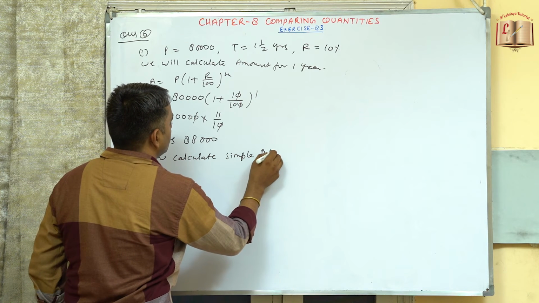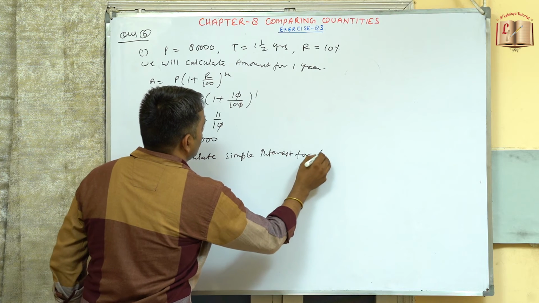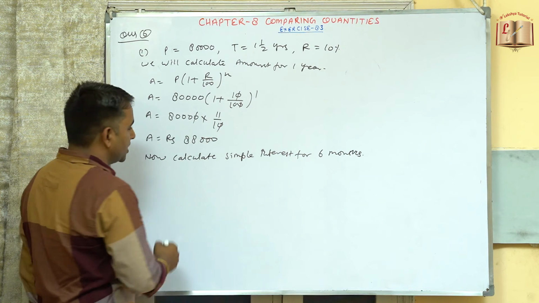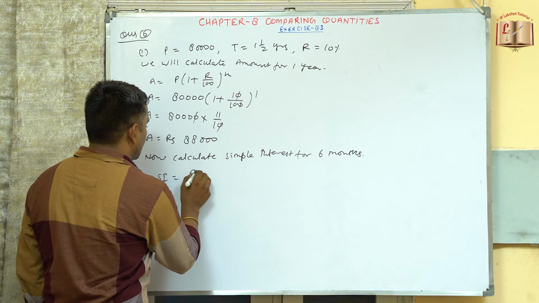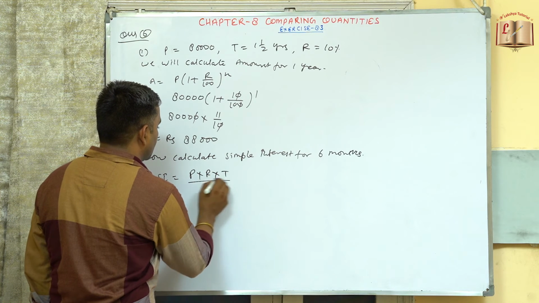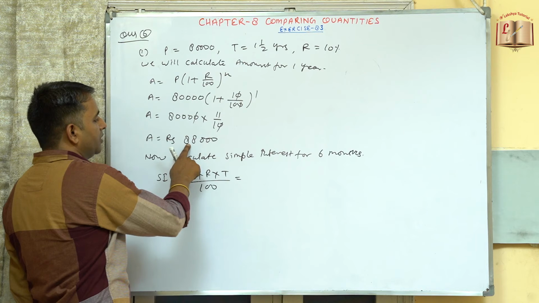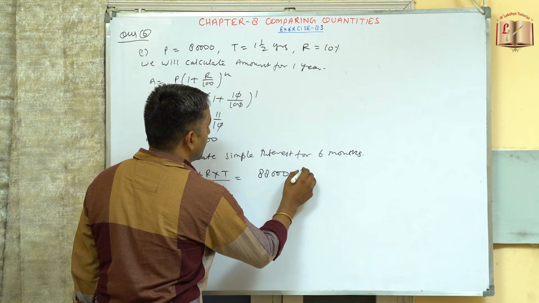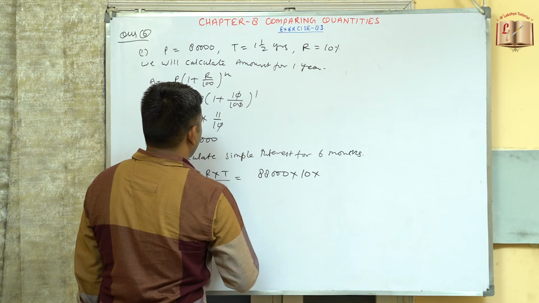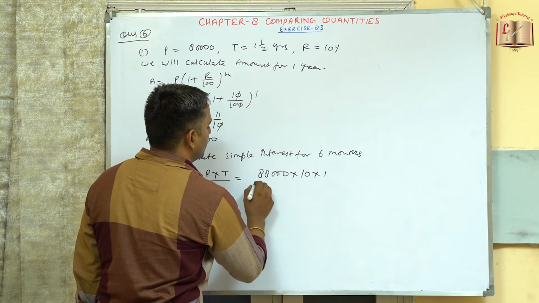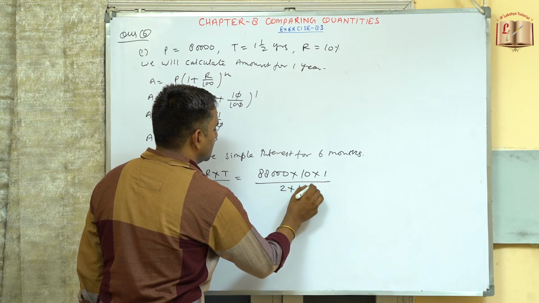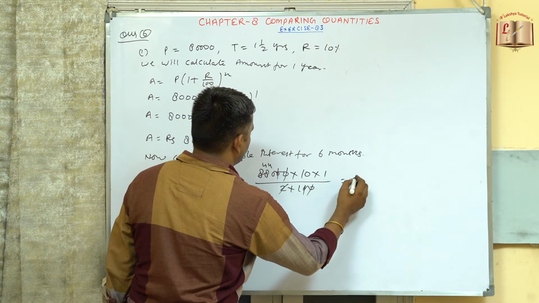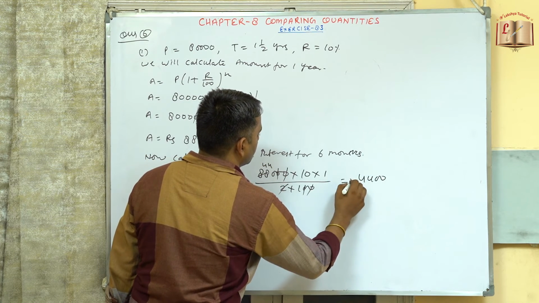Simple interest for 6 months. So now we will calculate the simple interest. SI will be equal to P into R into T by 100. Here P will be this amount, 88,000, into R which is 10, into time which is 1 by 2 half year. Zero cancelled, so this is now 44. So we will get 4,400.